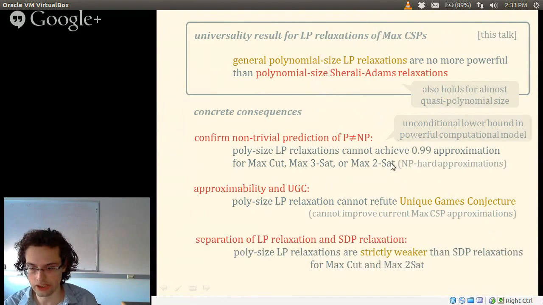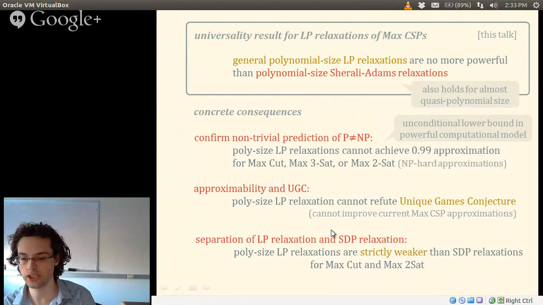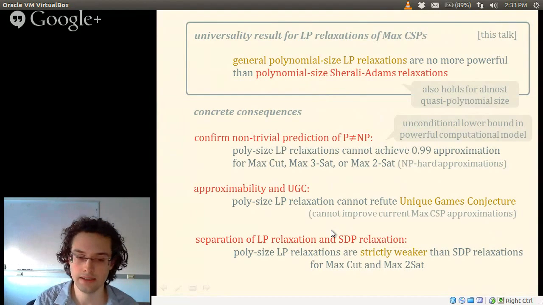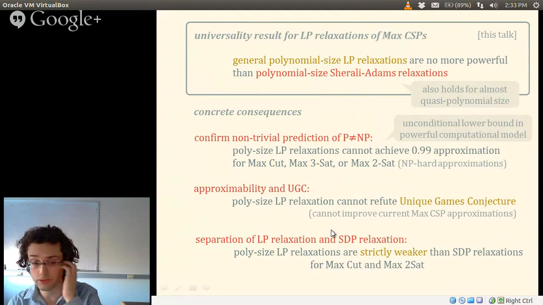And another consequence is that the result gives a strict separation between linear programming and semidefinite programming. As we mentioned before, there are polynomial size SDP relaxations that get pretty good approximations for max cut, and also for max 2-set. This universality result implies that general LP relaxations cannot get these kinds of approximations for max cut. So even if you look at n to the 100 size general LP relaxations, they cannot beat an SDP relaxation of size n squared for max cut.